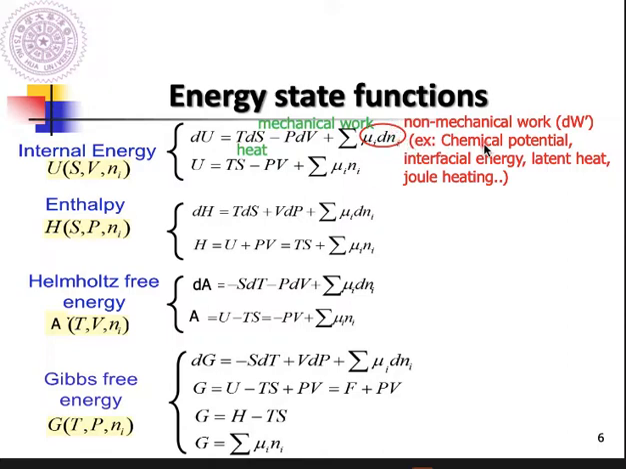Now, because we only have variation in composition and size, we only put the chemical potential term here. But if other non-mechanical work exists in your system, like interfacial energy, latent heat, or joule heating, you need to add the rest of it. So if we observe the change of internal energy, that will be related to the heat flow in and out of a system, also the mechanical work and all the non-mechanical work. This is the internal energy part.